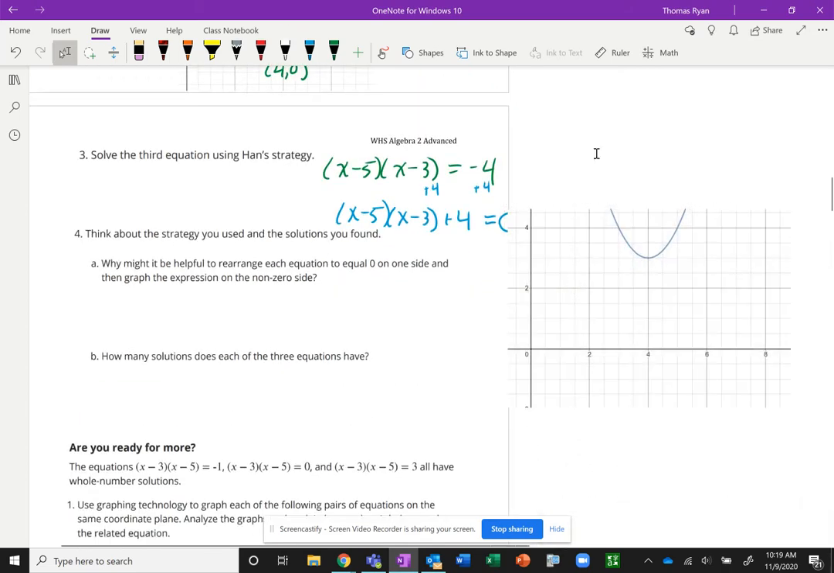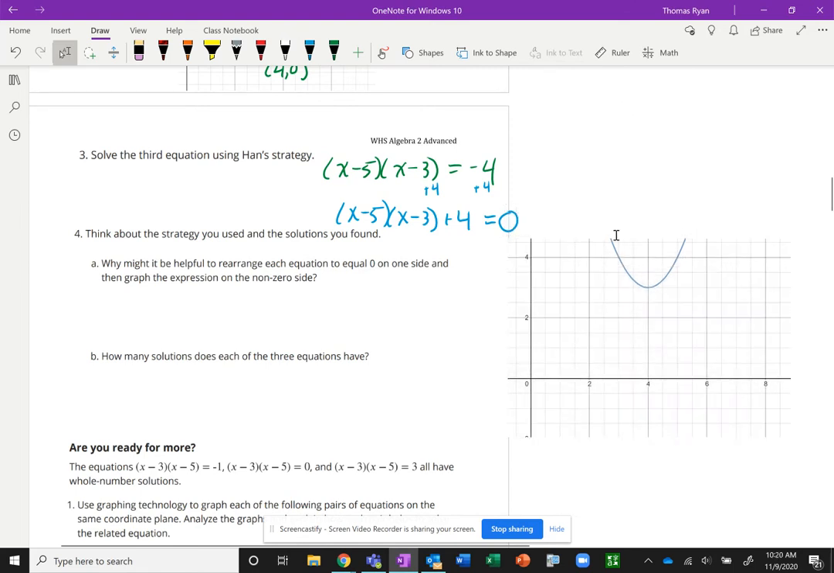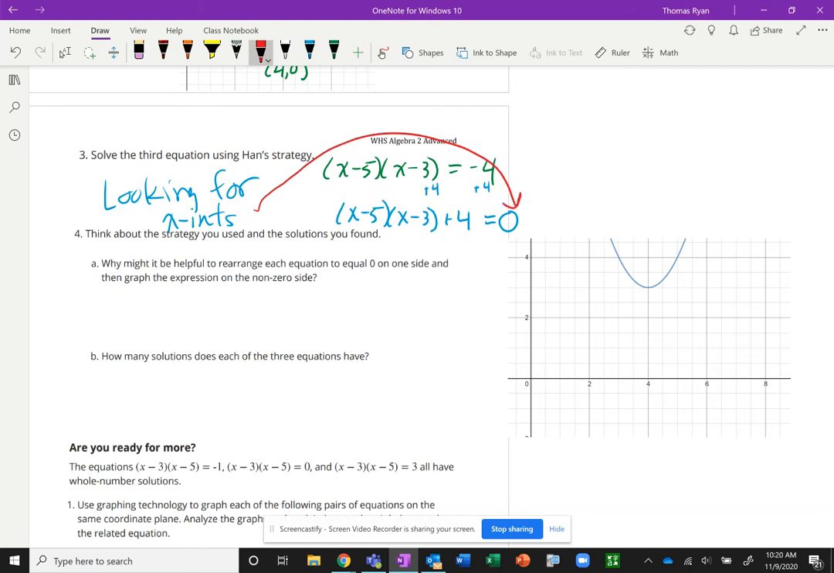So, what can you say about the solutions? Because remember, guys, when stuff is equal to 0, it means we are looking for the x-intercepts. We are looking for x-intercepts when we have our equation set equal to 0, because that's the 0 line. So there are no solutions. It does not touch the x-axis down here. So there are no x-intercepts that make this true.